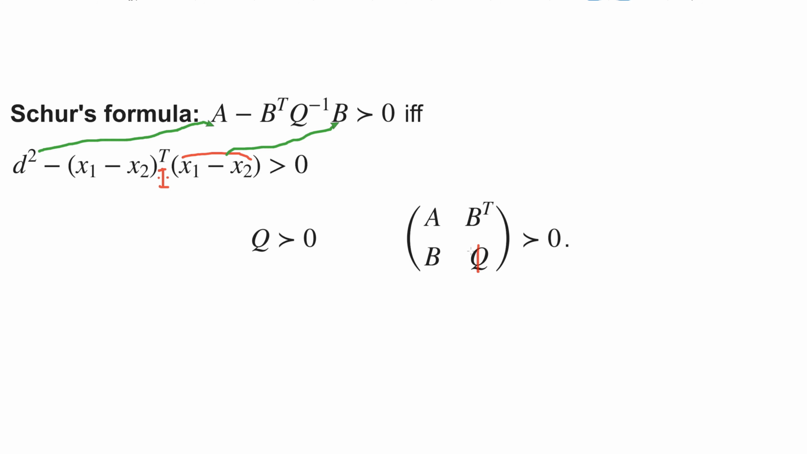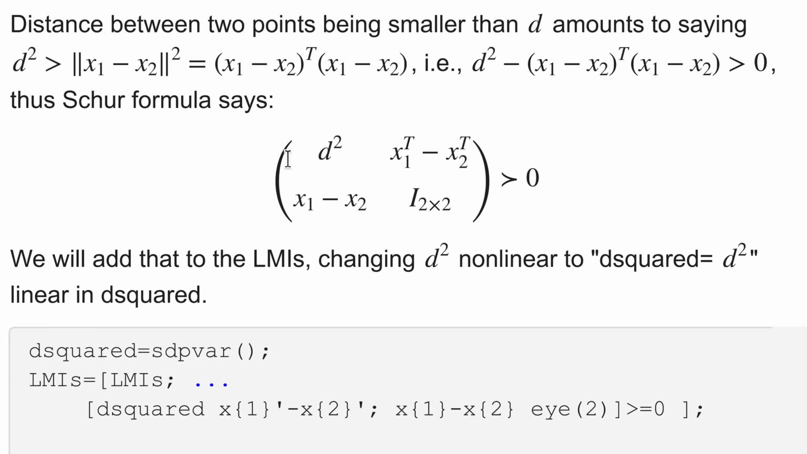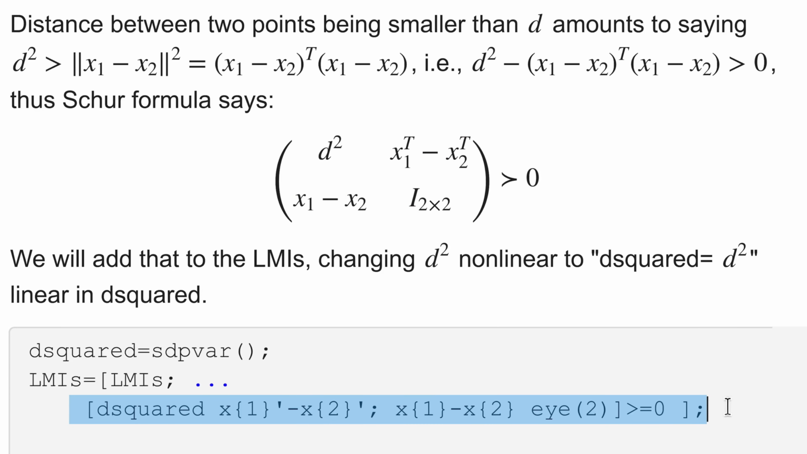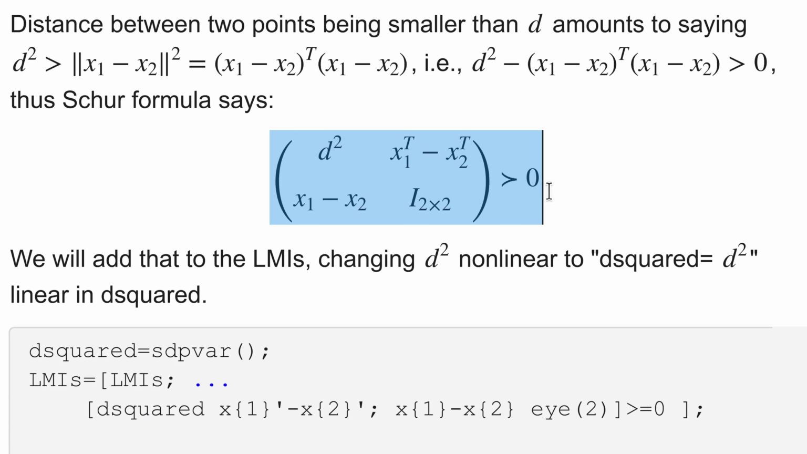So I will have here identity, I will have here d squared, and I will have here x1 minus x2 transposed, and here non-transposed. So, writing that in MATLAB, this is the application of the Schur formula that I am putting here. So if there exist points closer than d, then this thing will be feasible.